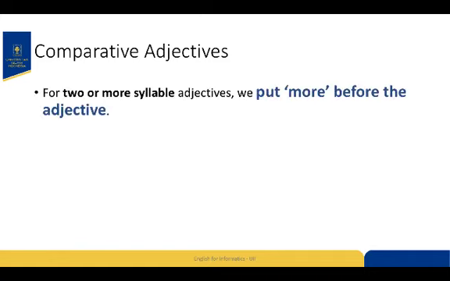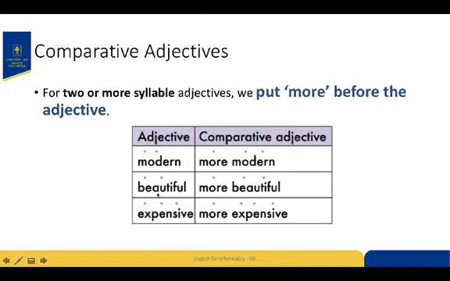The third type is adjectives with two or more syllables. For example, here, modern, beautiful. So the new form will become more modern. Simply, you only need to put more before the adjective.